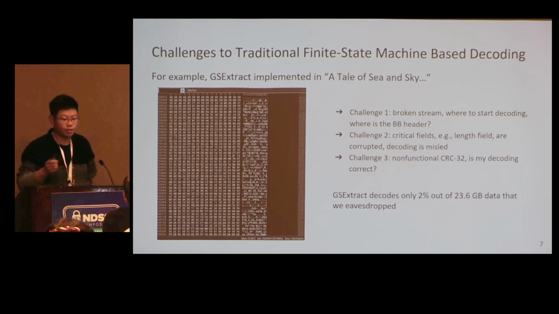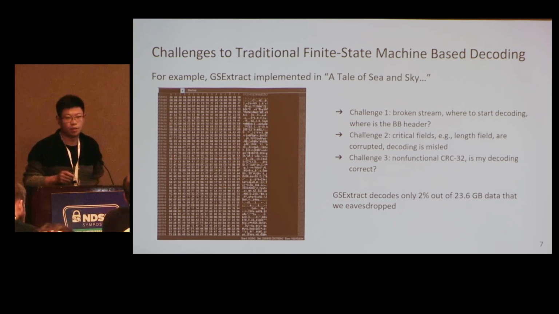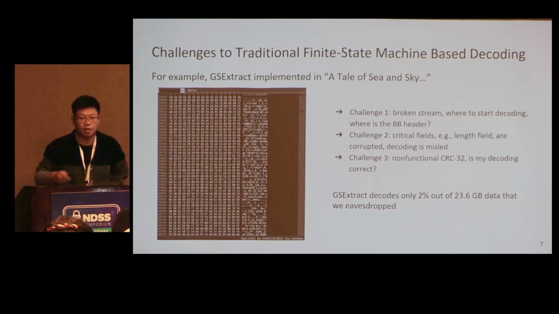So we use GSExtract, which implements the traditional finite state machine algorithm, to decode the satellite streams, and it only decodes 2% out of the total 23.6 gigabytes that we eavesdropped on. And by the way, GSExtract is a tool implemented in a paper 2 years ago, or maybe 3 years ago.